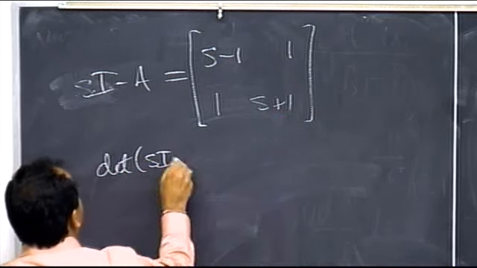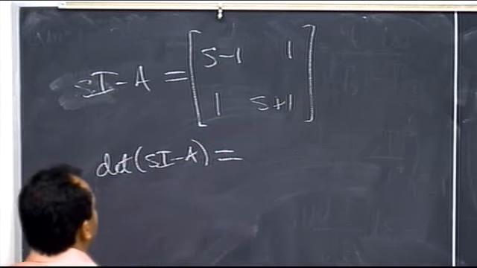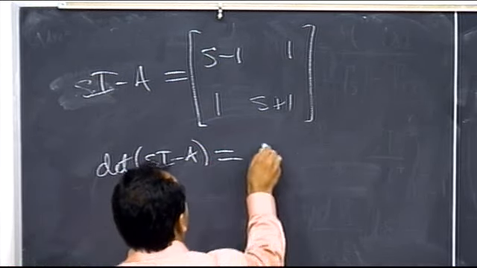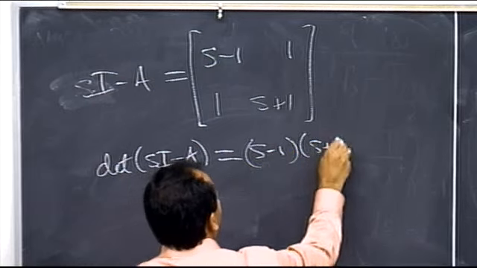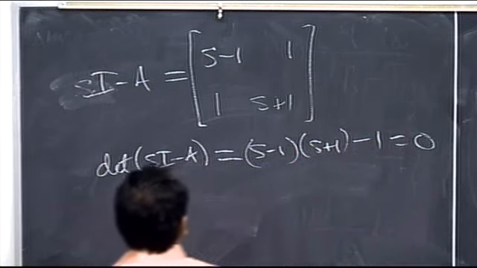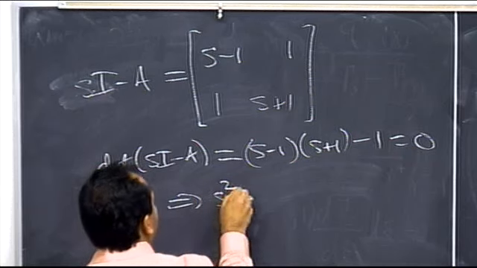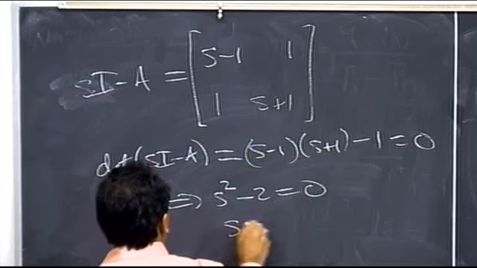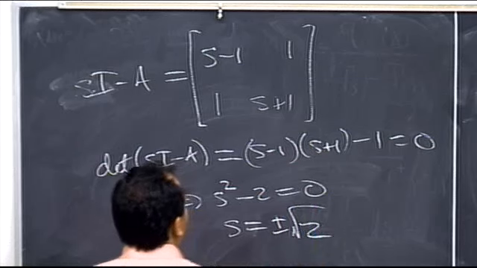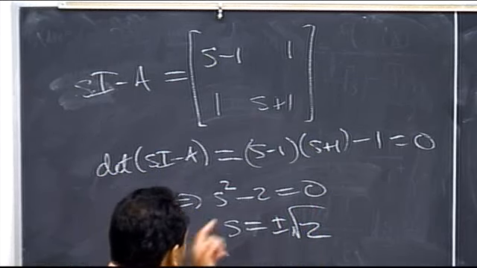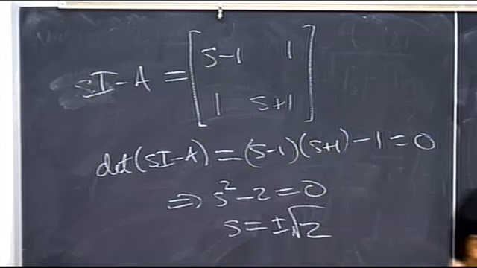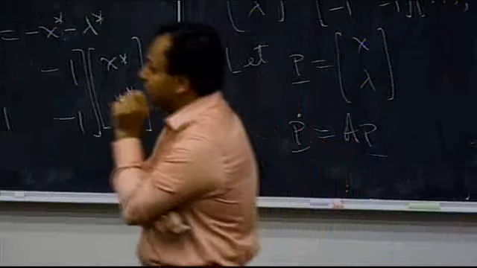So what's the determinant of this thing? I get (s minus 1) times (s plus 1) minus 1. Right? Which gives me s squared minus 2 has to equal 0, which says s has to equal plus or minus square root of 2. Right? So what did I just learn? I learned something. In this particular case the eigenvalues are real. What else did I learn? The system's not stable, right?